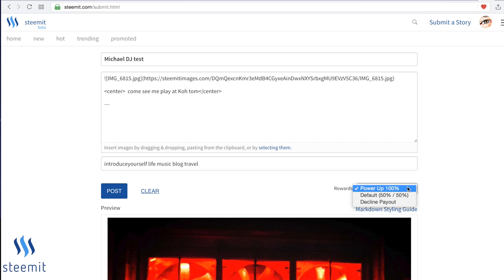Well, this is his first. You've got three options. If you don't fancy making any money, click that one. Default is 50-50, so you get 50% Steem dollars and 50% Steem power. But for us, as we're starting, you recommend 100%. Just get as much Steem power as you can, because you don't want to be spending this.